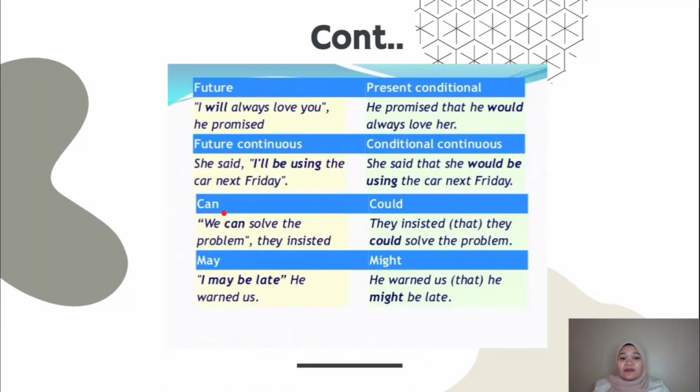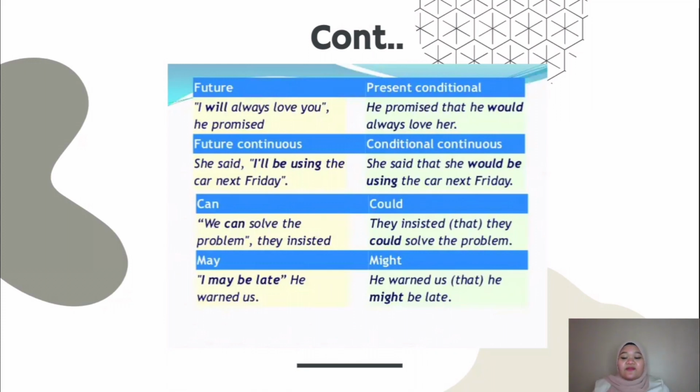Next is can. "We can solve the problem," they insist. So when we change to the past, it will become could. They insist that they could solve the problem. And the last one is may. "I may be late," he warned us. When it comes to reported speech, it changes to might, which is: he warned us that he might be late. Alright? I hope you are clear enough on this part.